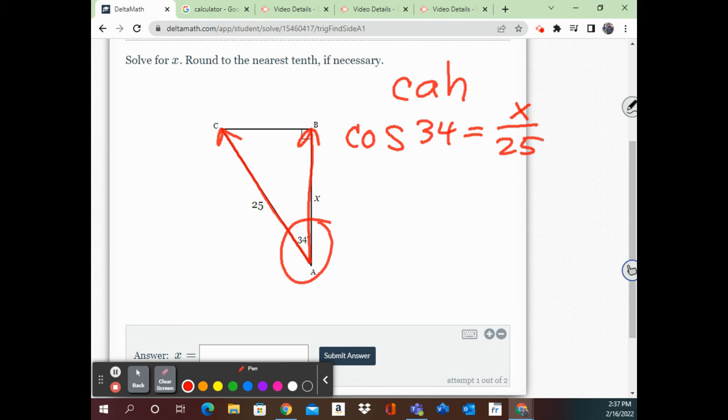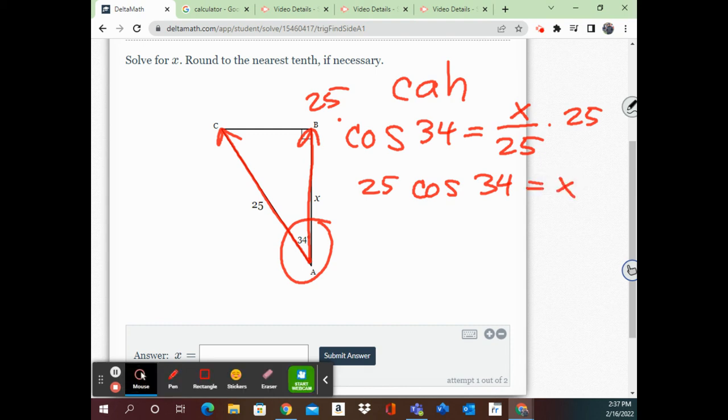And again, here it's a little bit different. We're not dividing because x is not in the denominator. It's in the numerator. So now all we're going to do is multiply. So we multiply 25 by both sides. And we have 25 cosine 34 is equal to x.